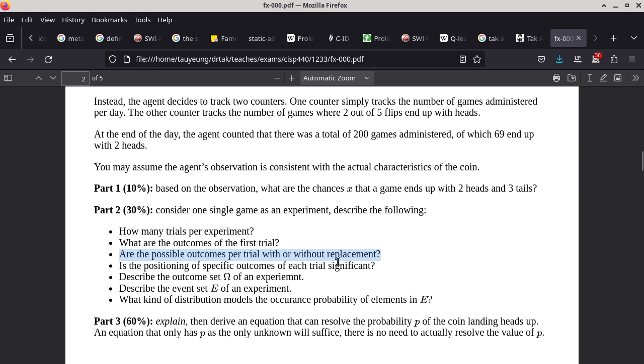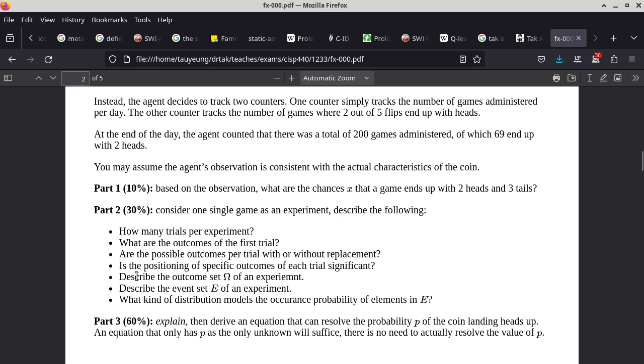In other words, we know that we are looking for two heads and three tails, but the question is, does it matter whether we have two heads and then three tails, or does it matter that we have one head, one tail, one head, and then two tails? Does that make a difference? The answer is they do not make a difference. Okay, so positioning does not make a difference.